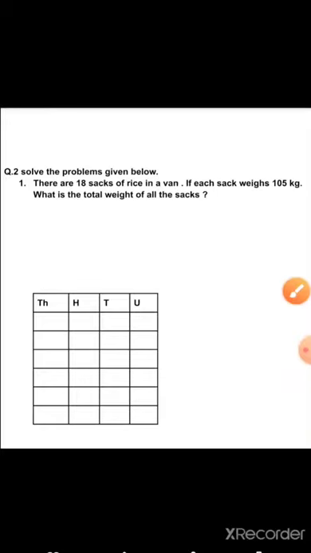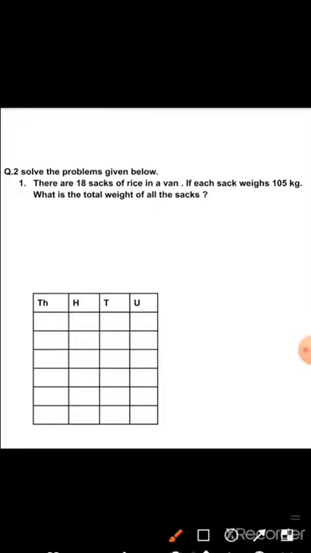Now question number 2. Solve the problems given below. First question. There are 18 sacks of rice in a van. If each sack weighs 105 kg, what is the total weight of all the sacks? Here, total 18 sacks of rice are there in a van. One sack weighs 105 kg. We need to find out the total weight of all 18 sacks.